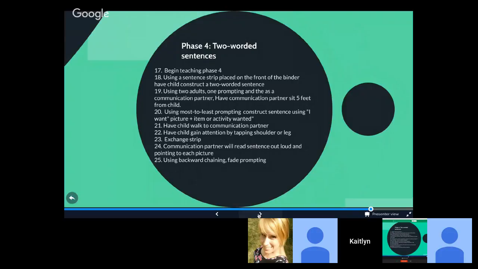So you have them discriminate between the pictures that they want, have them pull off that picture, place it on the communication sentence strip, take the strip off, have them walk over to the partner, gain the partner's attention, and exchange the communication strip. The communication partner will read the sentence out loud, pointing to each picture and showing it to the child so they can really understand what it all means. And then again, you will use backward chaining to fade. And I also have an example of what this would look like.